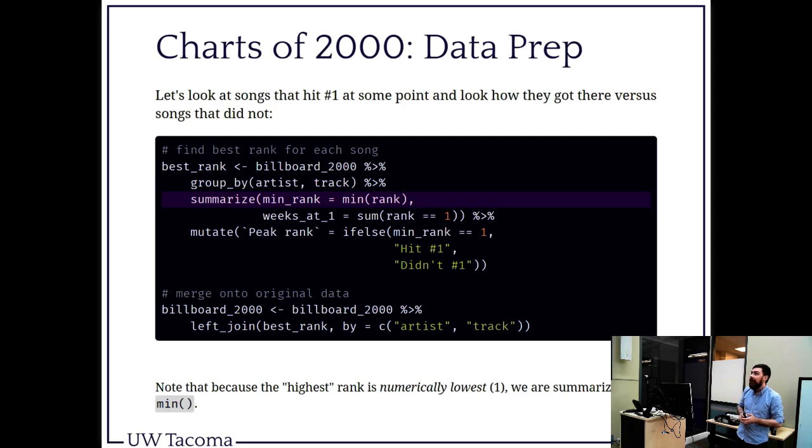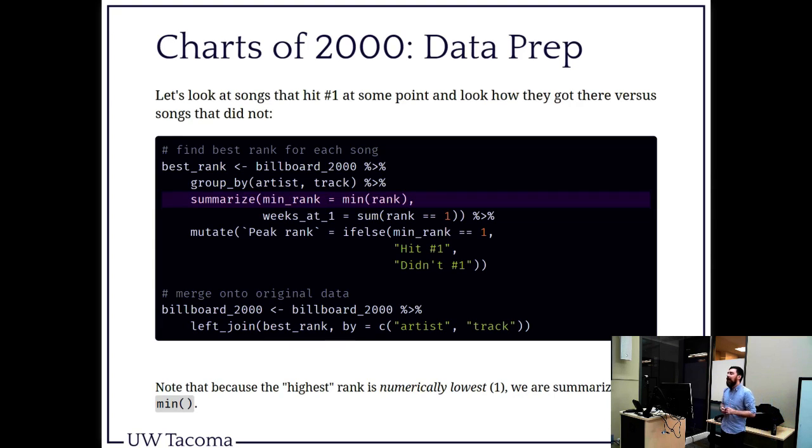Then I'm going to mutate a new variable called peak rank. If else the minimum rank was 1, it hit #1, otherwise it didn't hit #1. I don't actually end up using the number of weeks at #1, but I generated it because I thought, oh, I'm already there, maybe I'll use it later. Okay. Then, having done that, I merge it back onto the original data. I say billboard2000, left join. I'm going to cover joins in a minute. Left join just says best rank is a data frame that has unique artists and tracks. I want to match those data back on by the artist and the track. That's all it does. That's how you merge data. We're going to go into it in detail if I have time in a bit. Okay.